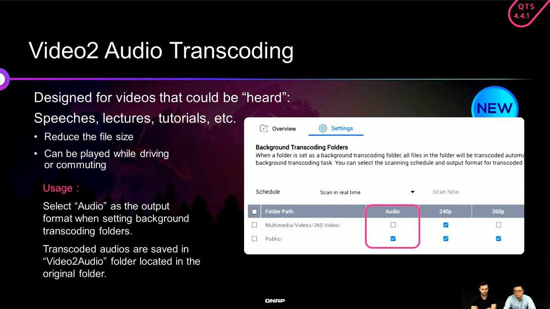It is really easy to find. You can set audio as the output format when setting background transcoding folders, just like the red box on our screenshot. The transcoded audio will then be saved in the video to audio folder. It is really easy to use.